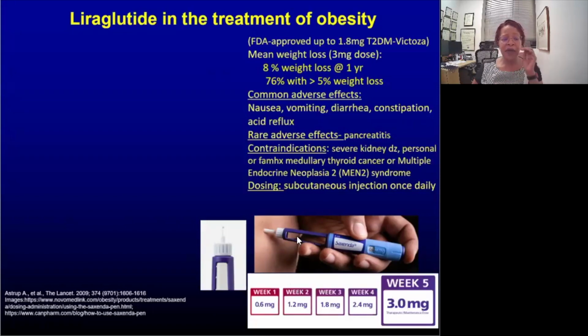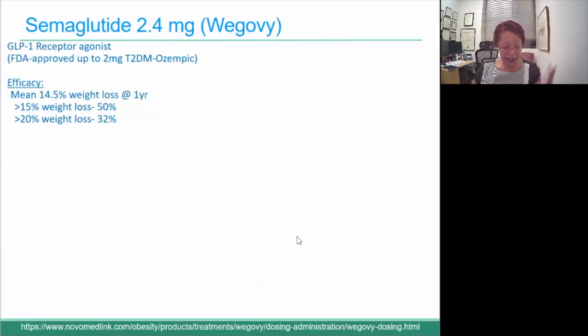And this has been FDA approved since, I think, 2012. And there hasn't been that much uptake. I think a lot of people did not want to do a daily injection. Semaglutide is FDA approved at lower doses for type 2 diabetes under the Ozempic name, and then a higher dose under the name Wegovy for weight management.